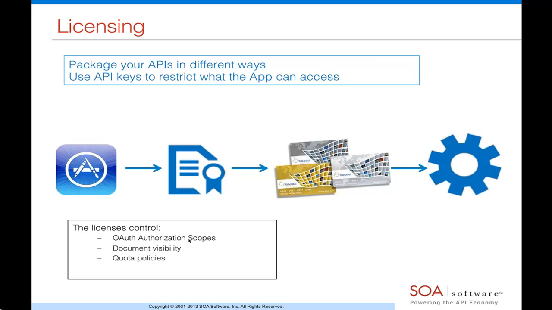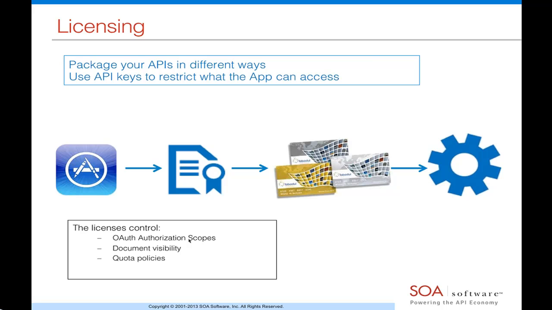But also there's a big security aspect of it. Depending upon who the partner is or who the developer is, what's the maturity level of the developer, what's the credibility level of the developer, you might want to restrict what that API, that app, can access. So licenses can control OAuth authorization scopes. They can control the API scopes, what operations you can perform on that API. They can also control quota policies.